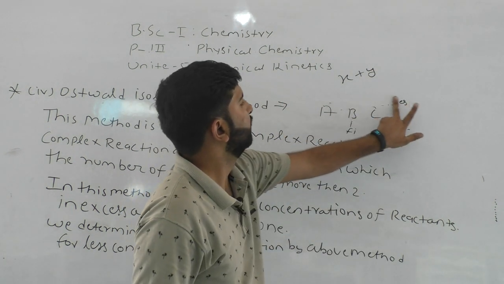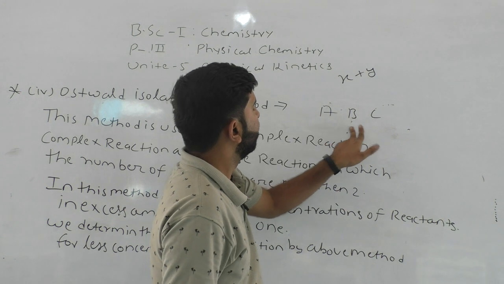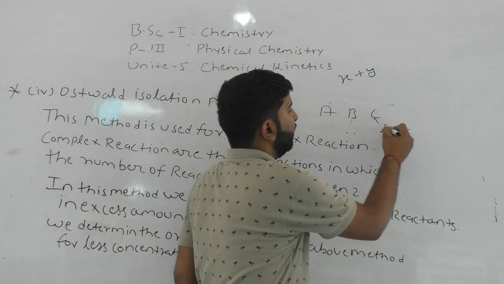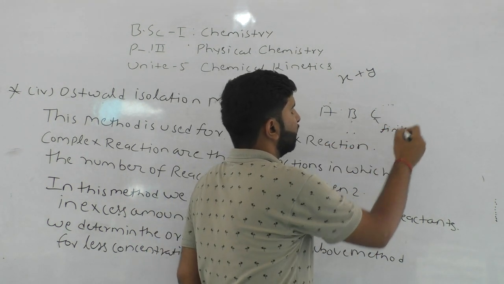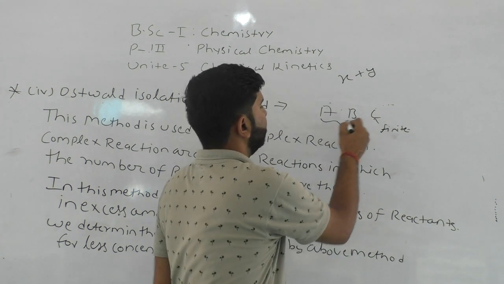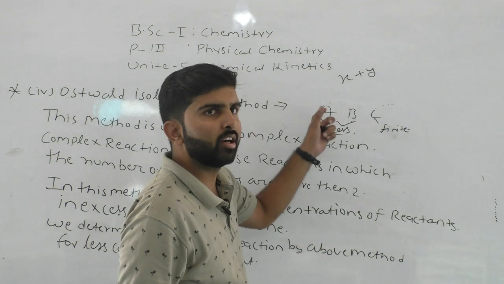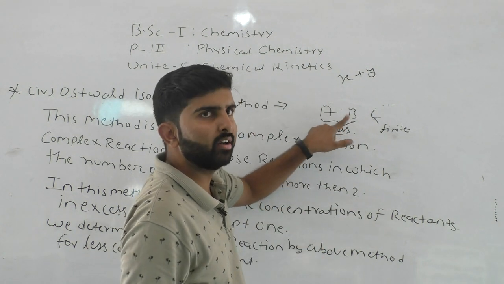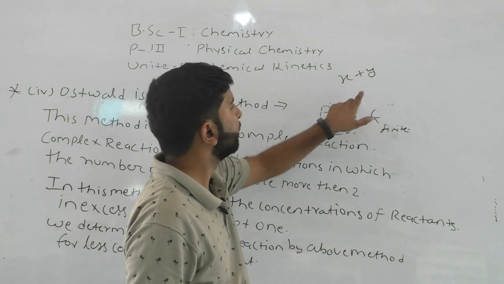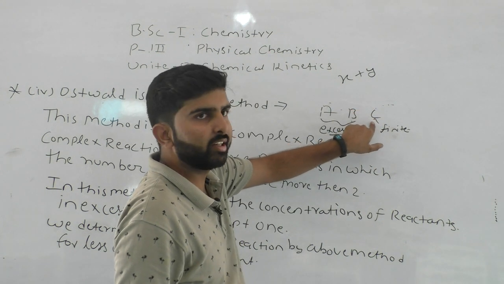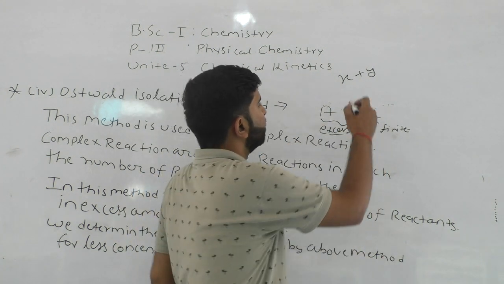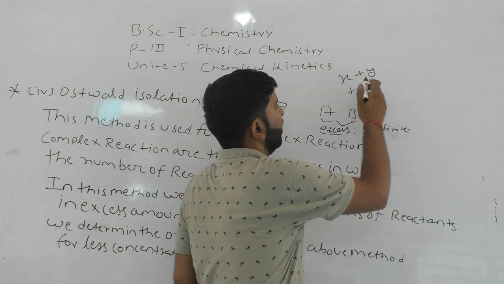At last we take C in a finite amount and the others in excess amount. So the rate of the reaction does not depend on these. It only depends on the concentration of C, whose order comes out equal to Z.